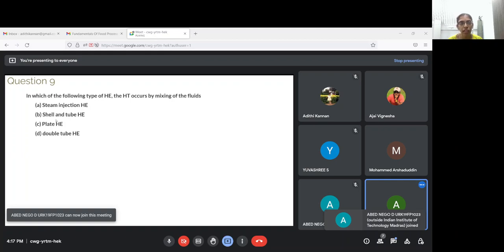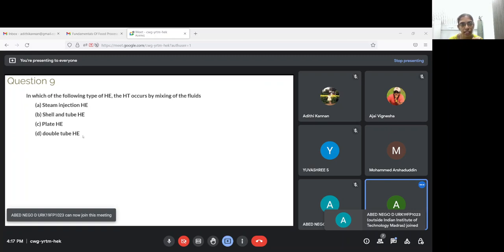Both your plate heat exchanger and double tube heat exchanger are also a kind of a surface heat exchangers. In your plate heat exchanger, both the fluids will be separated by a wall or a plate. In case of a double tube heat exchanger, you will have concentric tubes where the inner tube will have one fluid, say the cold fluid, and the outer tube will have the hot fluid. So again, in this case also, you will not have any mixing of the fluids.